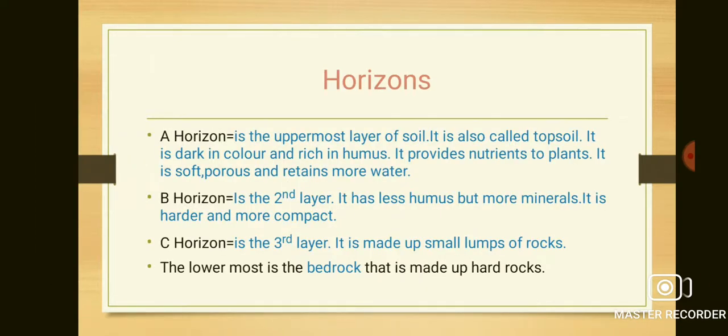Horizons. A horizon. It is the uppermost layer of soil. It is also called topsoil. It is dark in color and rich in humus. It provides nutrients to plants and it is soft, porous, and retains more water. So let's go through B horizon. It is the second layer. It has less humus but more minerals. It is harder and more compact. C horizon, it is the third layer. It is made up of small lumps of rocks. And the lowermost is the bedrock, which is made up of hard rocks.